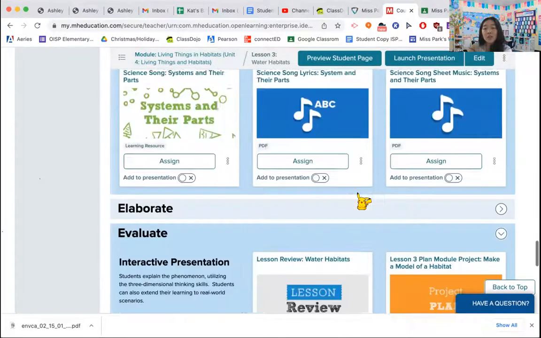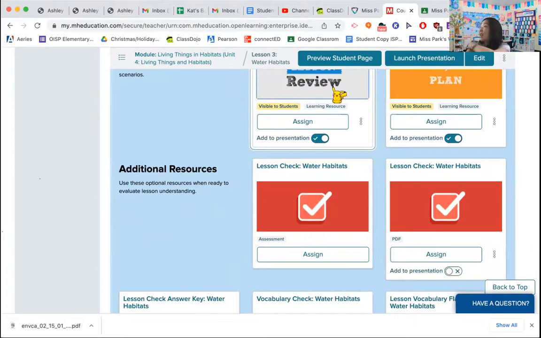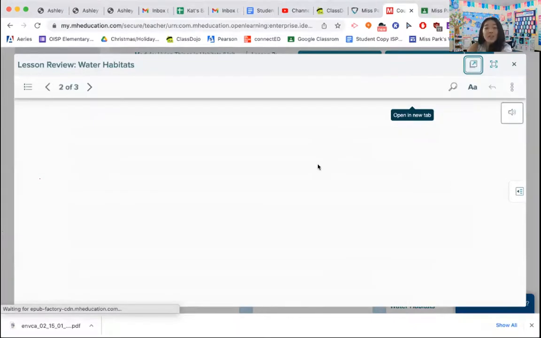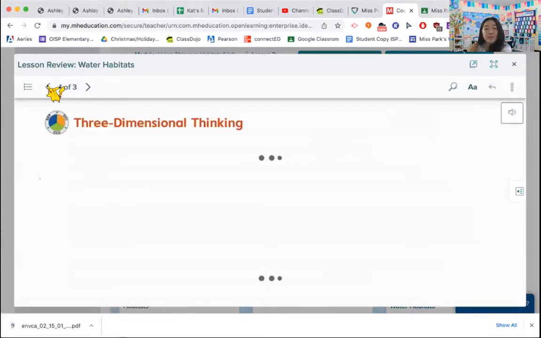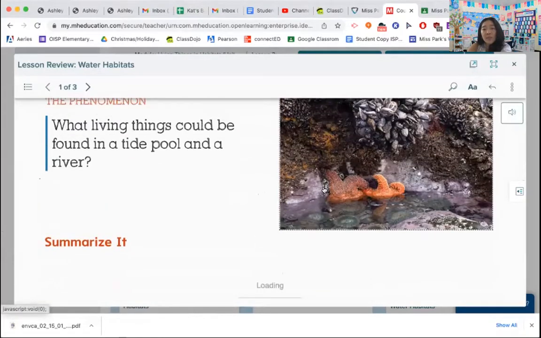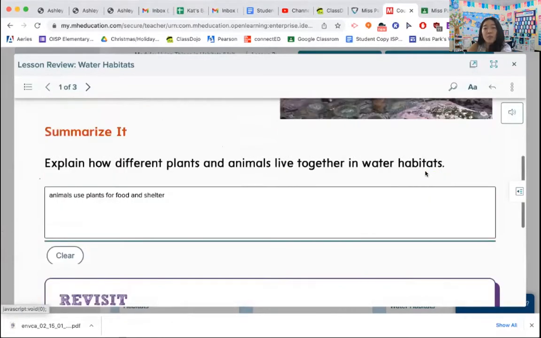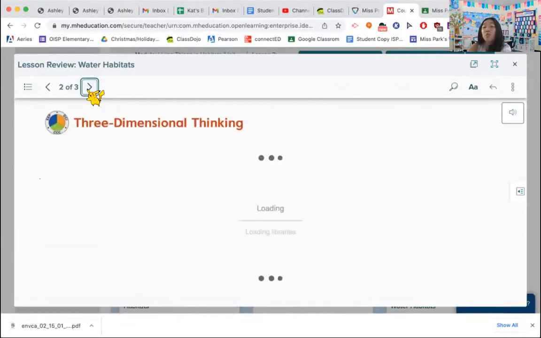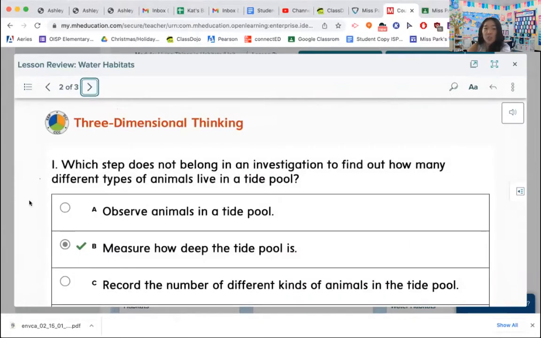And then yesterday we did our evaluate, and then I think again it didn't save. So question number 1 was summarize it. What living things could be found in a tide pool and a river? Oh, it did. Yay. Explain how different plants and animals live together in the water habitats. Animals use plants for food and for shelter or for protection.